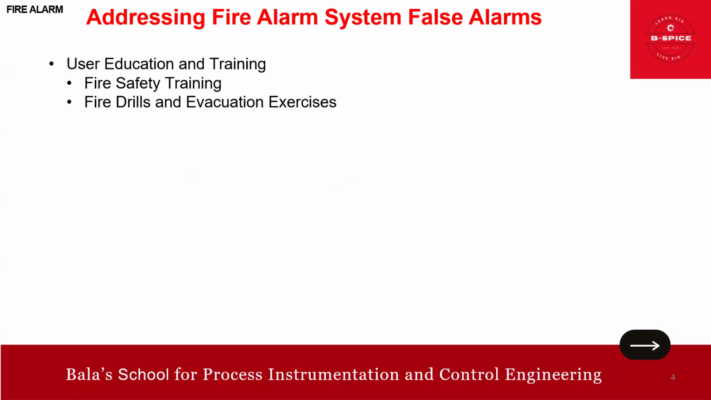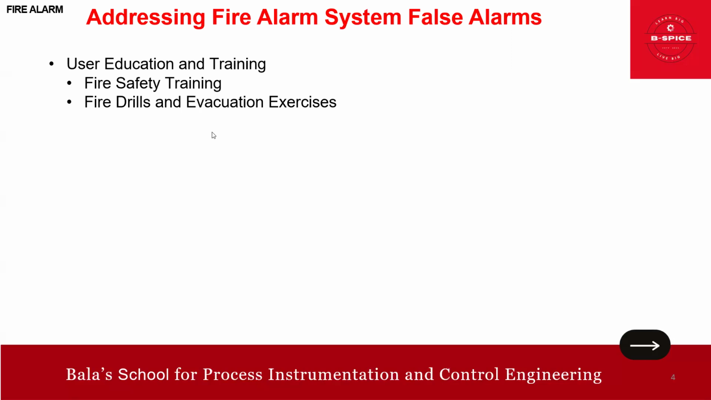Then, of course, user education and training. Proper user education and training can significantly reduce false alarms. So, how? By fire safety training. And fire safety training, in the sense that we need to educate building occupants and staff about fire safety, including how to use the fire alarm system correctly, the consequences of false alarms, and the importance of reporting potential fire hazards. That's about the fire safety training.